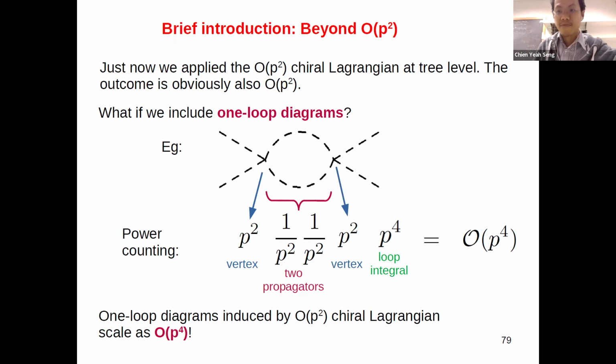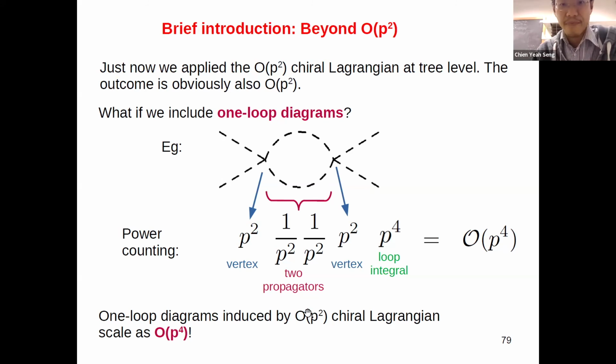Now we talk about some consequences of applying the leading order Chiral Lagrangian, which is O(P^2). In the next few slides, without going into any detail, let me talk about what will happen if we want to increase our precision to include not just a leading order prediction. So just now we applied the leading Chiral Lagrangian at tree level, but how about if we apply it at one loop level? Then what will be the power of the outcome?